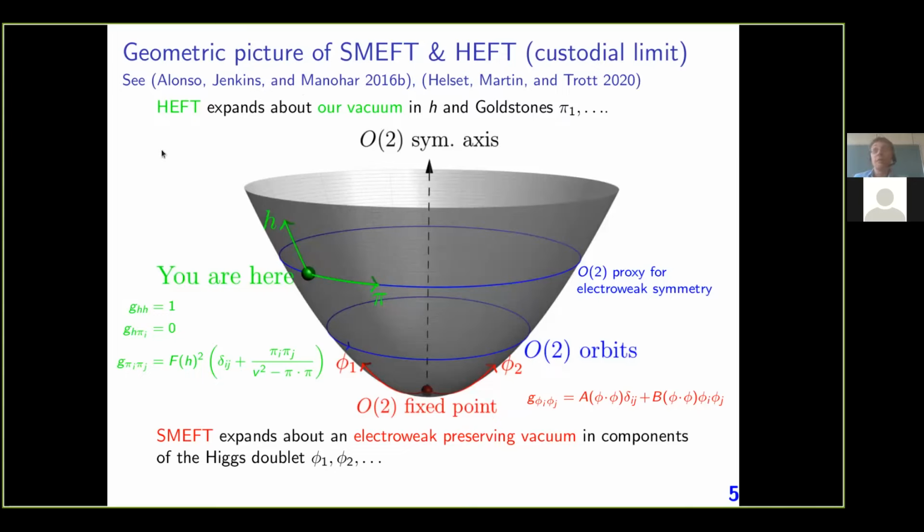And there are 2 main sets of coordinates that you might have on this target space. So one is HEFT, and there your coordinates are h, a single h, and your Goldstones, pi1, pi2, pi3. And your HEFT Lagrangian is just a Taylor expansion of these things, like potential and a metric, about our vacuum, this green dot. SMEFT, on the other hand, is an expansion about a presumed electroweak preserving vacuum in components of the Higgs doublet, phi1, phi2, and so on. So you find something like the red point here, which doesn't transform under electroweak symmetry. And around this red point in target space, you can find Cartesian-like coordinates which rotate linearly into each other in order to expand your Lagrangian. And that is what SMEFT is.